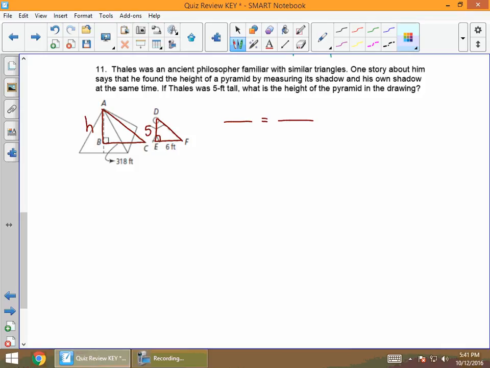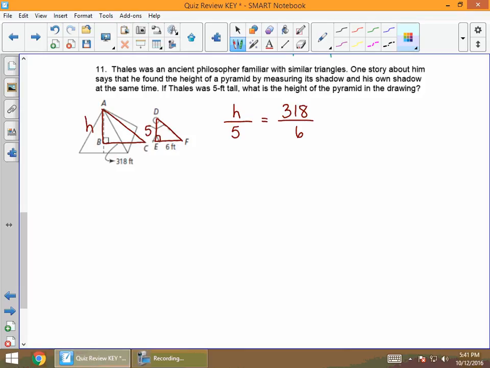So let's take a look at the left triangle. We'll do its height over its shadow. So height is H and its shadow, and I can put shadow over here on the top. Shadow is 318. And for the small triangle, the height is 5 and the shadow is 6. So again, I'm putting height over height and shadow over shadow.